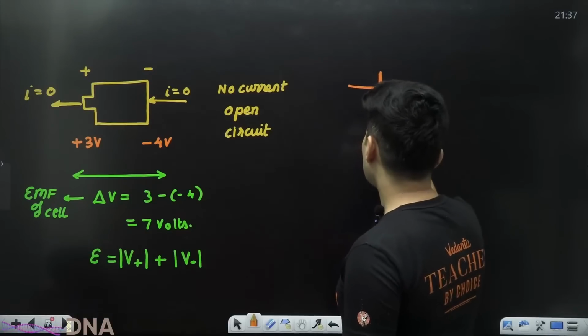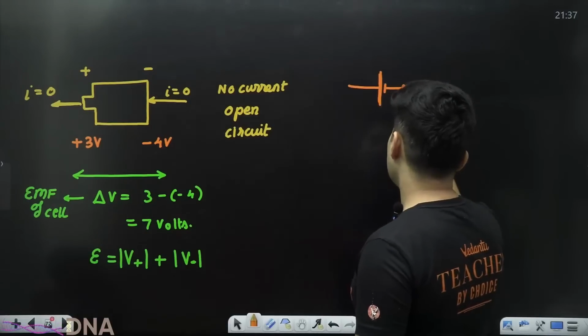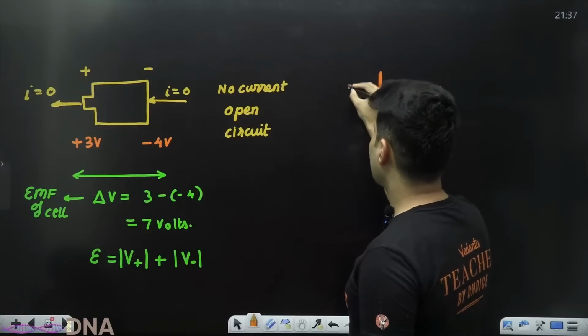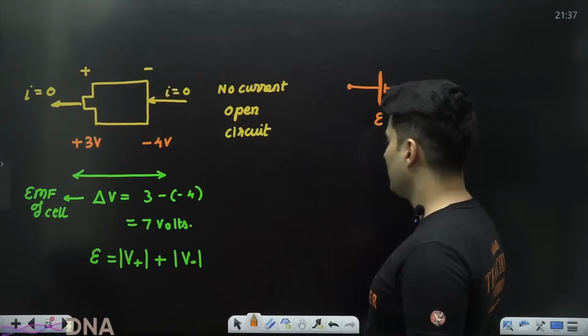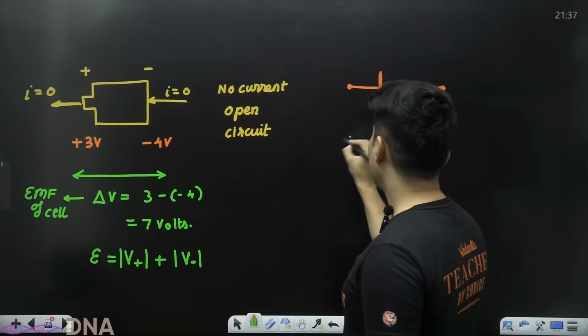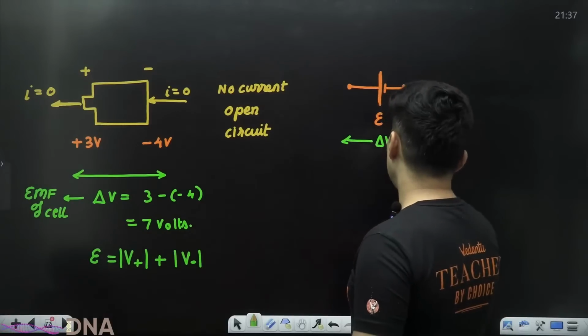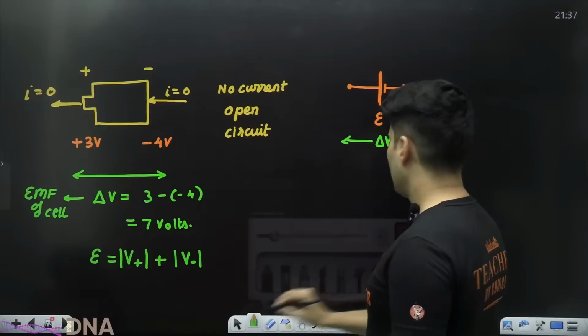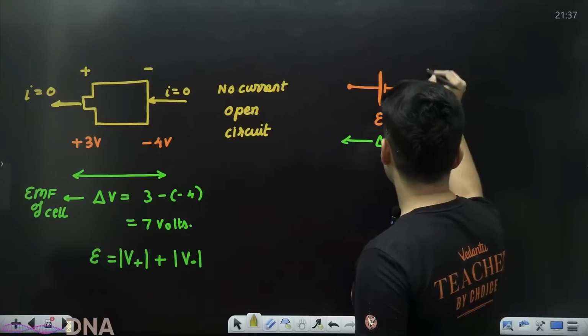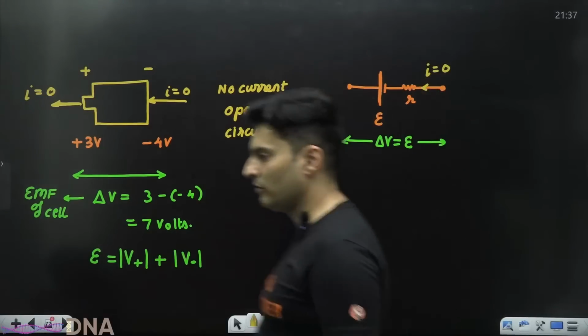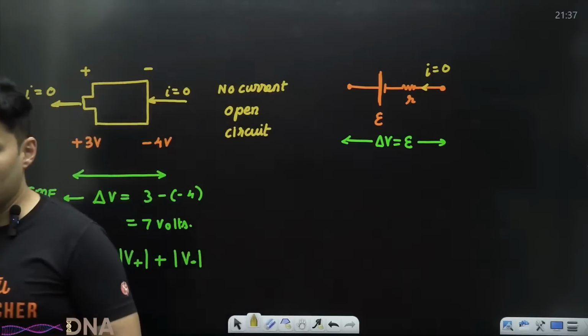A battery with some resistance inside and nothing is connected, it's just open. So then the voltage difference between them will be the EMF. Alright, the voltage difference between them will be the EMF. This is called an open circuit.